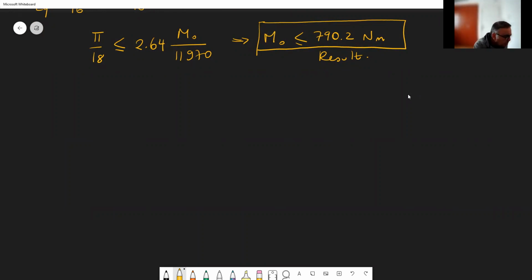Another problem, probably this will be the last one. So we have a machine that is acted on by a sinusoidal force. The machine is modeled by a 1 degree of freedom system.